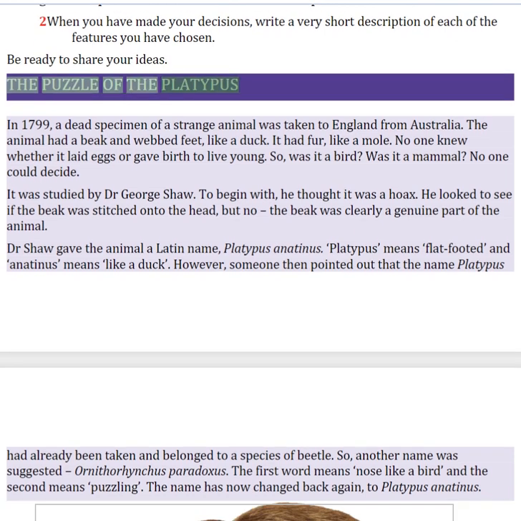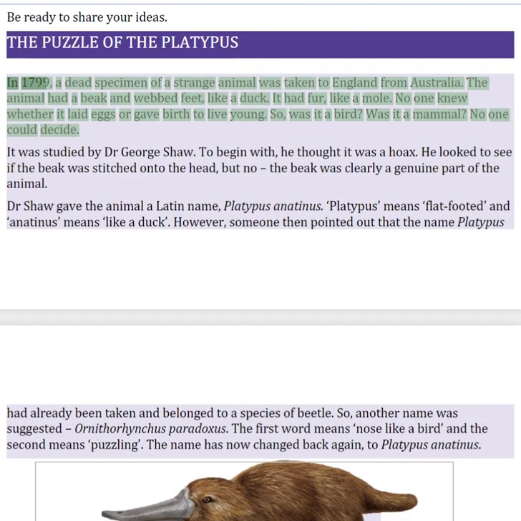The puzzle of the platypus. In 1799, a dead specimen of a strange animal was taken to England from Australia. The animal had a beak and webbed feet, like a duck. It had fur, like a mole. No one knew whether it laid eggs or gave birth to live young. So, was it a bird? Was it a mammal? No one could decide.